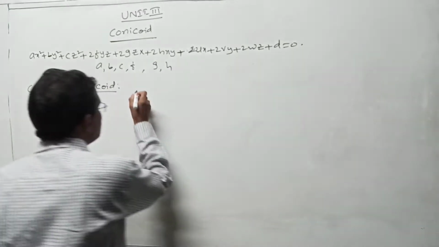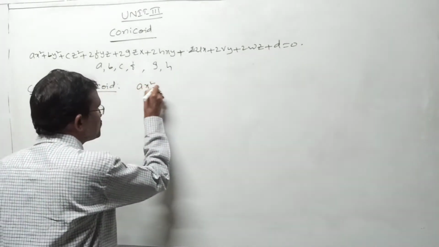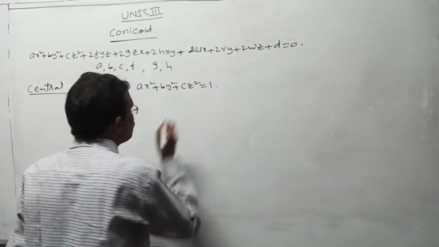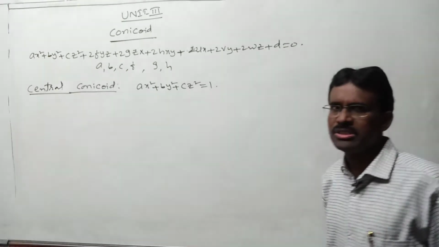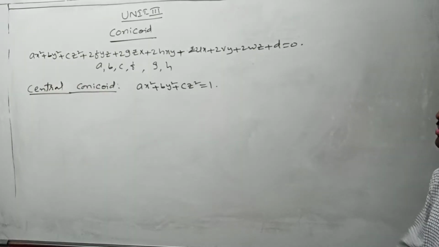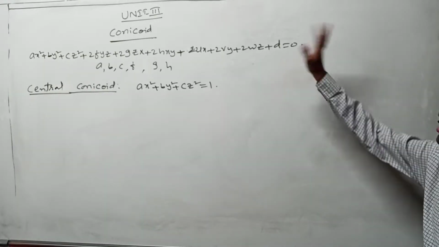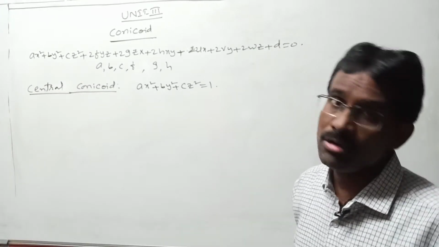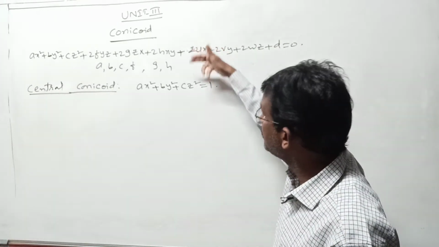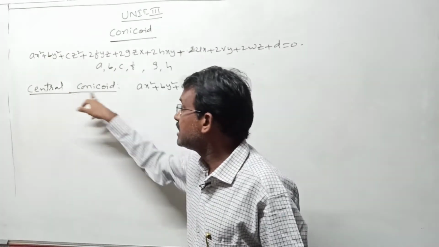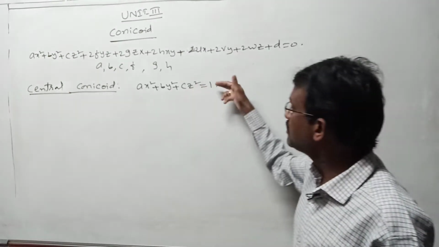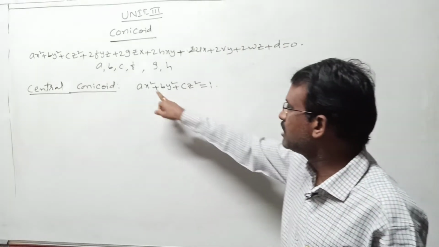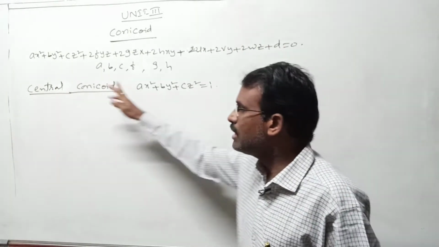The equation of central conicoid is this: ax² + by² + cz² = 1, or minus 1, equal to 0. You can write it in any order. Here f, g, h and u, v, w all become zeros, because the center is at the origin. The relation reduces to this whenever it is a central conicoid. How do you reduce it like this? We take the center at the origin, and from that we got this expression. This is called the central conicoid.